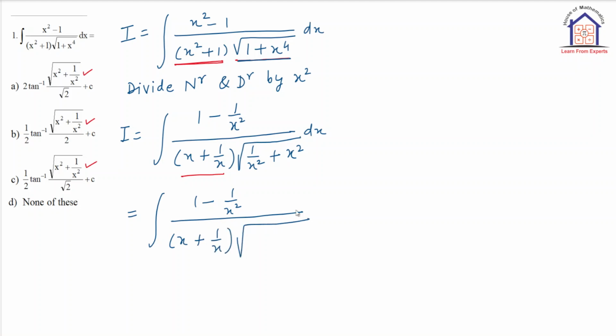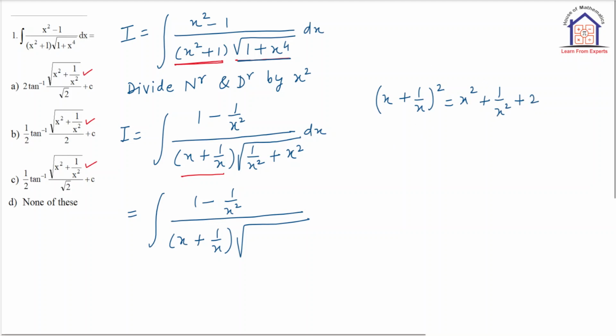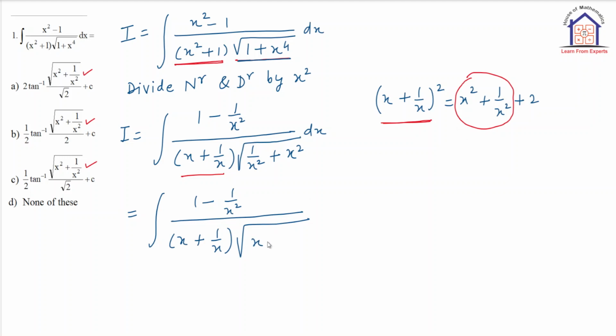Next, integration of 1 minus 1 by x square divided by x plus 1 by x into square root of, now see this 1 by x square plus x square. We know that x plus 1 by x whole square is x square plus 1 by x square plus 2. So this x square plus 1 by x square can be written as x plus 1 by x whole square minus 2. So I will replace this 1 by x square plus x square by x plus 1 by x whole square minus 2, dx.